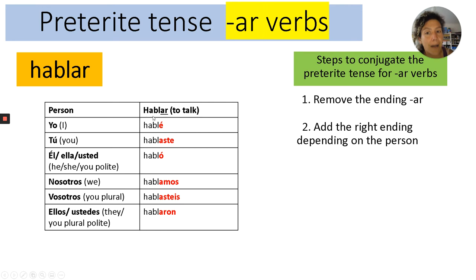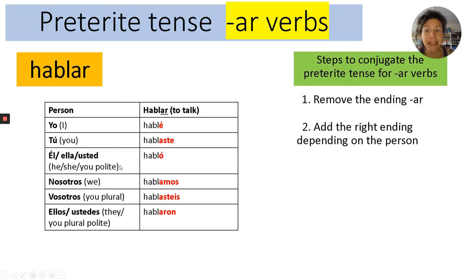So if I have to conjugate, what I will do is remove the AR ending, and the second step, add the right ending depending on the person. So let's have a look. If I have to conjugate it for I, I'm going to add an é.